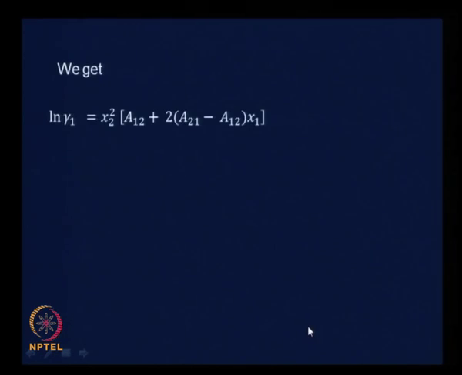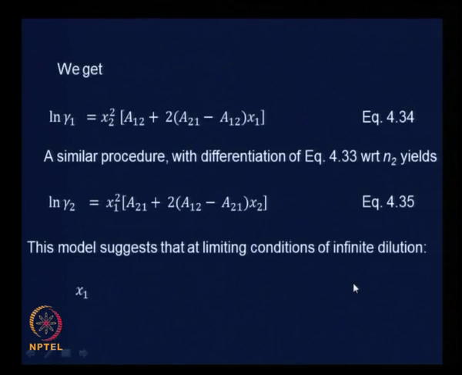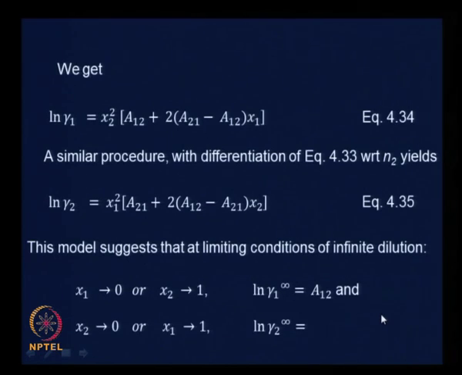We got expressions for gamma 1 and gamma 2. For example, in the case of Margules, we got ln gamma 1 equals x2 squared into A12 plus 2 times A21 minus A12 times x1, and ln gamma 2 was x1 squared times A21 plus 2 times A12 minus A21 times x2. And then we looked at what happens at infinite dilution. Just by substituting this into the model, we got that ln gamma 1 infinity was A12 and ln gamma 2 infinity was A21.